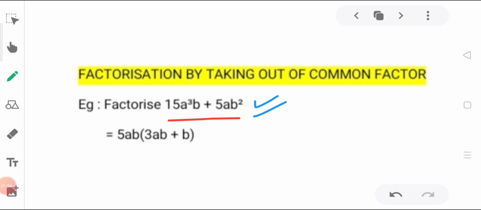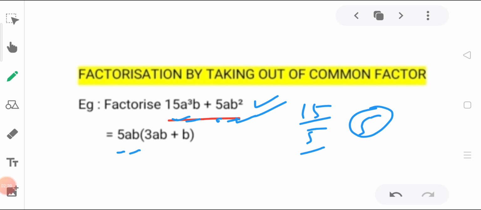First, we have to take the common factor of the numbers. So here 15 and 5 are given. And we know that in both of these numerals, 5 is a common factor. So we will write 5 over here. Then we also have to see the variable part of these two terms, that is a and b. We can see that a and b are common in both terms. So a and b can be taken out of the bracket.